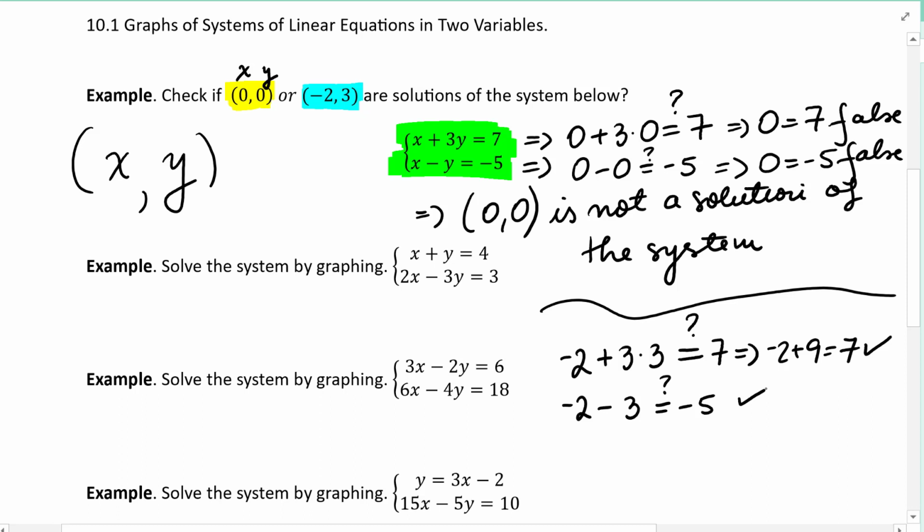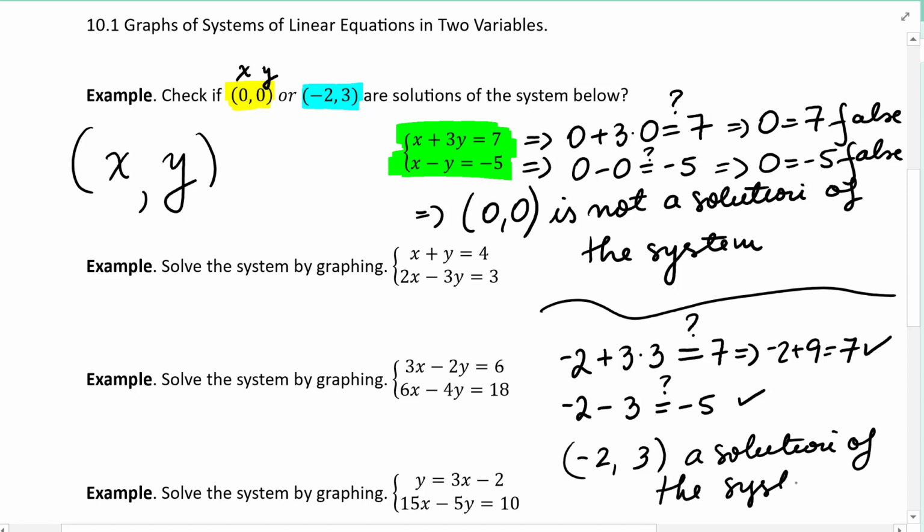Yes, it does. So because the pair negative 2, 3 satisfied both equations, we call this a solution of the system. If it works out only for one equation, it's not enough. It has to satisfy both equations.